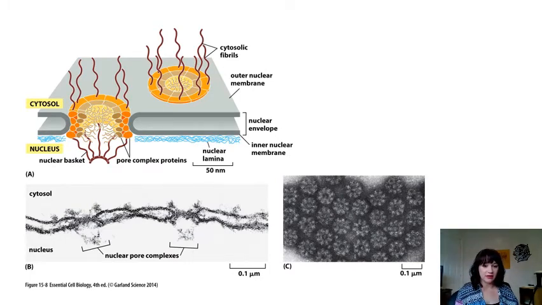You can see that cross section, and we can easily see the nuclear pore complexes and even the basket kind of hanging down below. And in C, we're looking from the outside of the cell, down onto the surface of the nucleus, and each of those little flower-shaped structures is a pore.